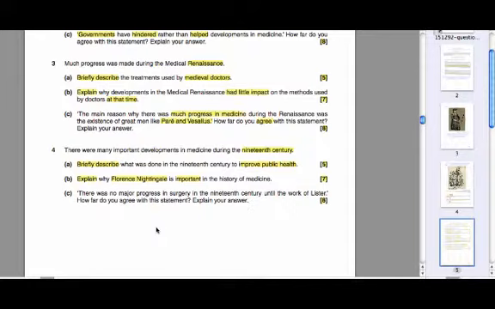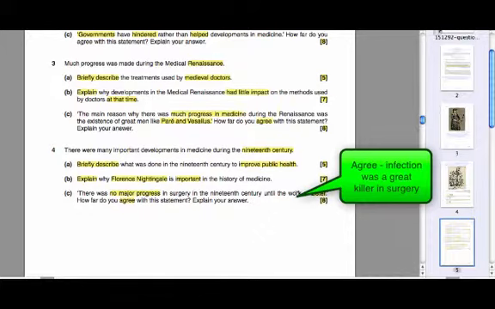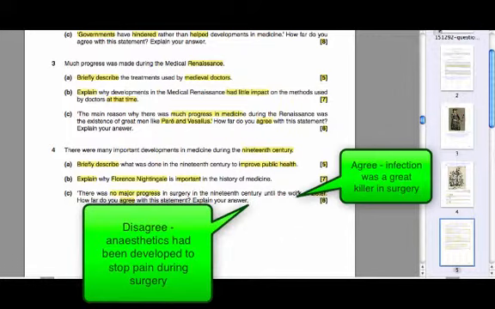Explain your answer. So just like with 3C above, the comparison is between you agree with that statement, but you also disagree. So the statement is stating there was no major progress in surgery in the 19th century until the work of Lister and antiseptics. So on the one hand, you would say, I agree with that. After Lister, these things happened. But on the other hand, I disagree with that because before Lister, these things had happened. And then you come to your overall conclusion. So the comparison there is between I agree with the statement and I disagree with the statement.